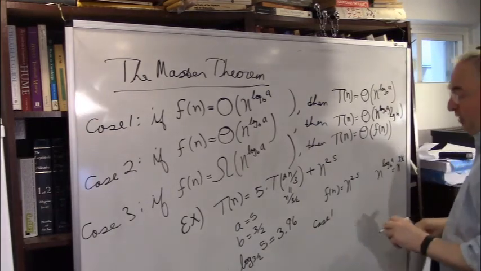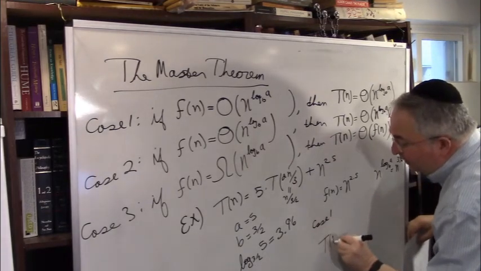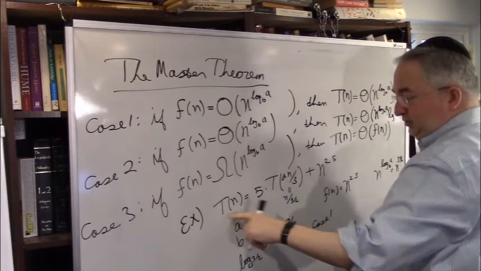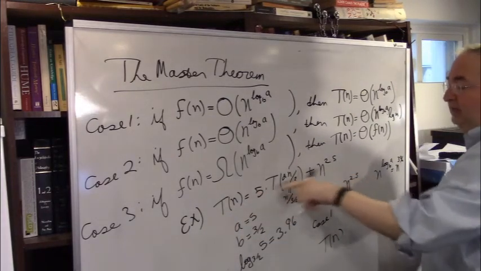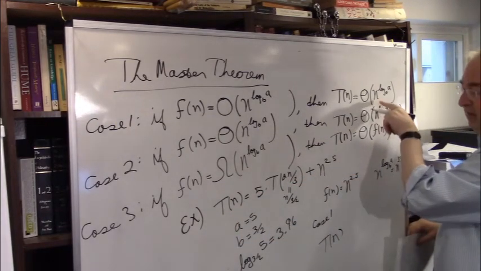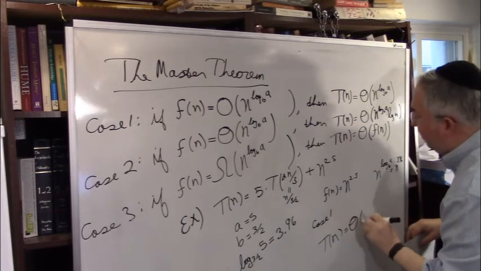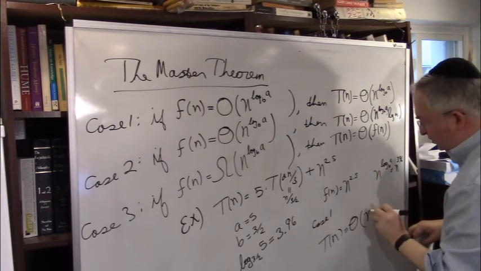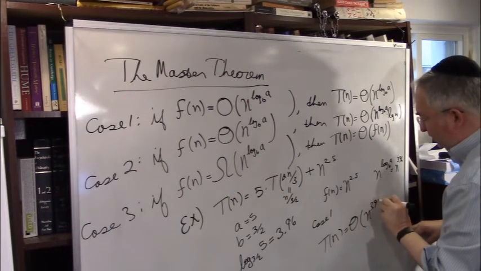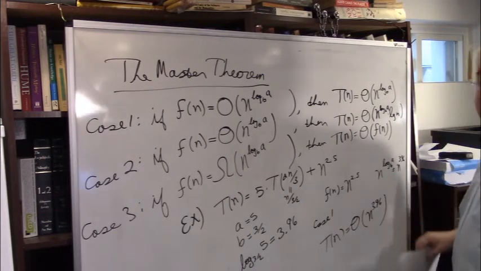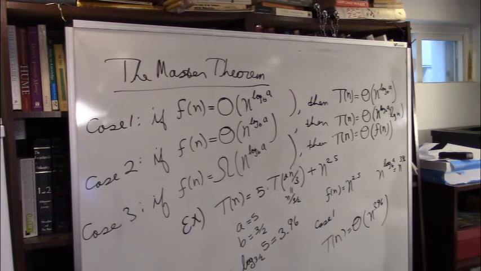Okay, and so we get out that T of n, this complicated example, we plug it into the Master Theorem, and we get that this is equal to theta of n to the 3.96. Done. Finished. Nothing to it.